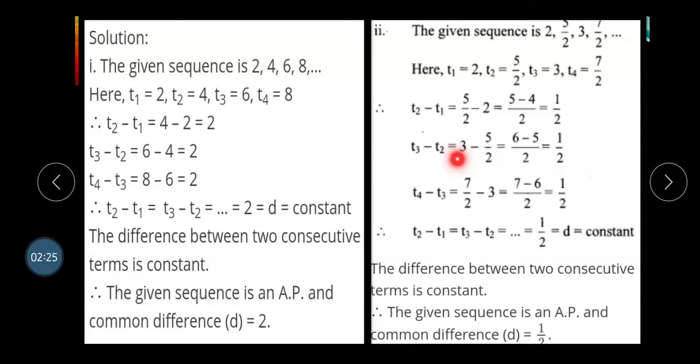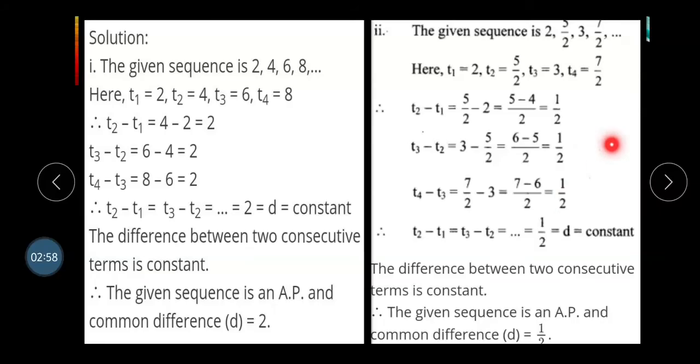T3 minus T2 equal to 3 minus 5 upon 2. Here also we will be equalizing the denominator. So, 3 into 2 will give us 6 minus 5 upon 2. Again we are getting 1 upon 2. T4 minus T3 equal to 7 upon 2 minus 3, equal to 7 minus 6 upon 2 equal to 1 upon 2. Here also we have equalized the denominator.